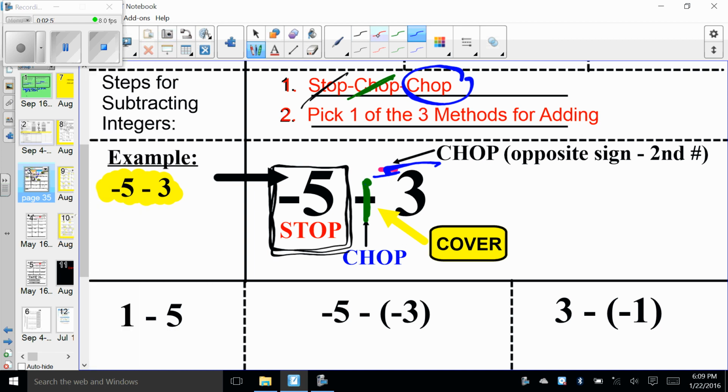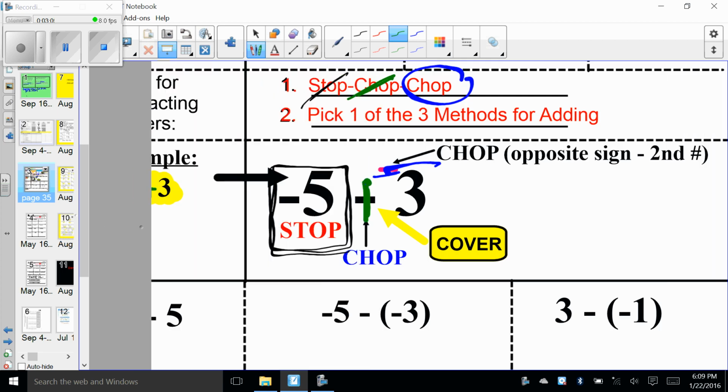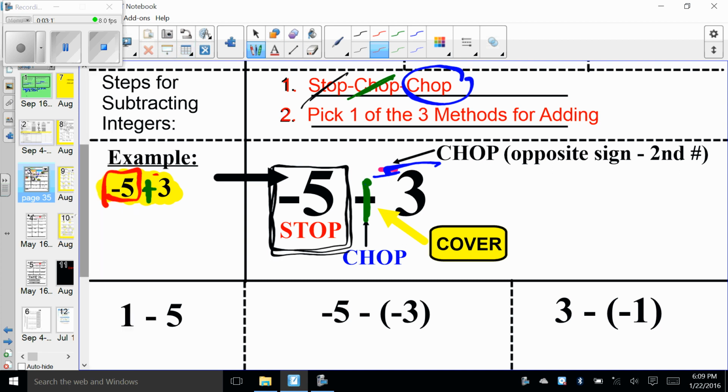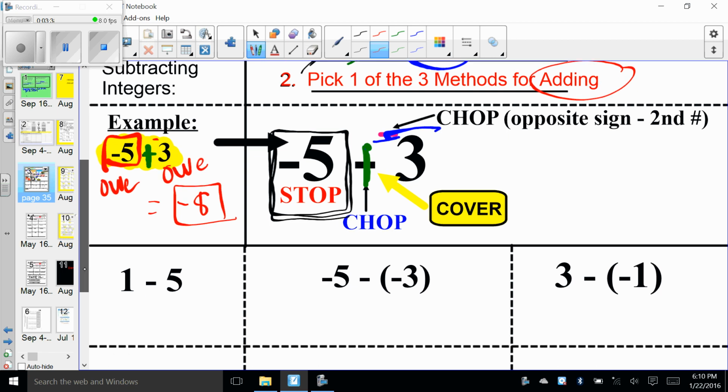So again, let's walk through this over in this space. We stop, we chopped it, and then we cover it. Maybe I'll get that screen shade out here again so you can see what's going on. We cover it, and what kind of 3 is it? That's a +3. So we're going to chop it into a -3. So then our answer becomes an addition problem. Now we have the situation where I owe 5, I owe 3, which means I don't have any money in the bank this particular time. I owe 8. Or you can walk the number line, or you can do a positive negative chart, any way of how we learned to add integers. So that's example 1 called stop, chop, chop.